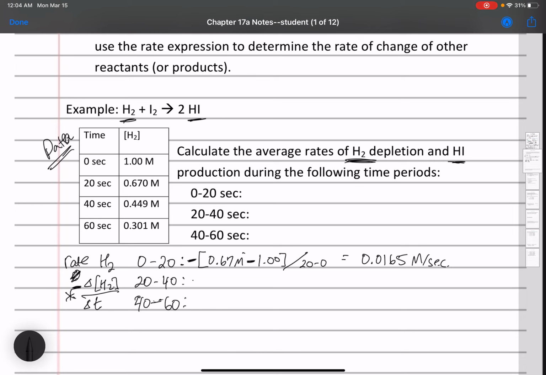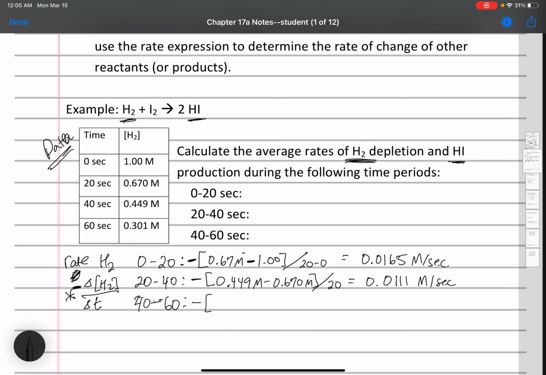All right. Now for 20 to 40 seconds, at 40 seconds, I have a concentration of 0.449 molar minus 0.670 molar. All right, divided by, this is another 20 seconds that have gone by. Our change in time is 20 seconds. 40 minus 20 is 20. And our rate for the second 20 seconds is 0.111 molarity per second. So you can see the rate is going down. It's slowing a little bit.